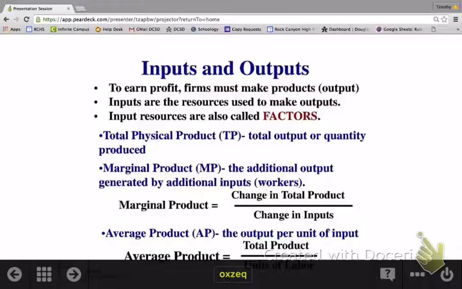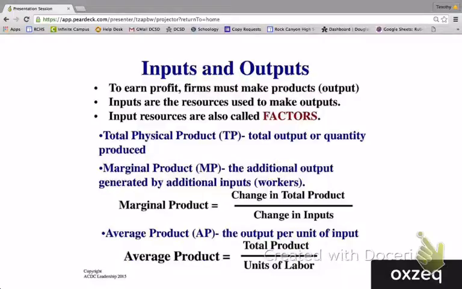So to just review this point, when we look at inputs and outputs, remember, to earn a profit, firms must make products, goods and services. That's their output. Inputs are the resources used to make those outputs, and they are also called factors of production. So when you see the abbreviation TP used, it's referring to total physical product, or the total output or quantity that we produce.